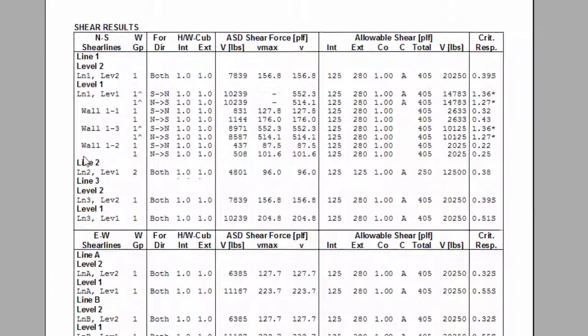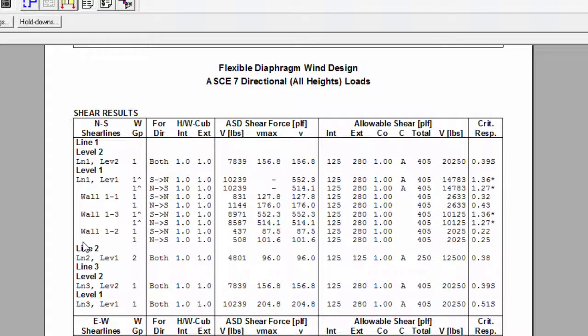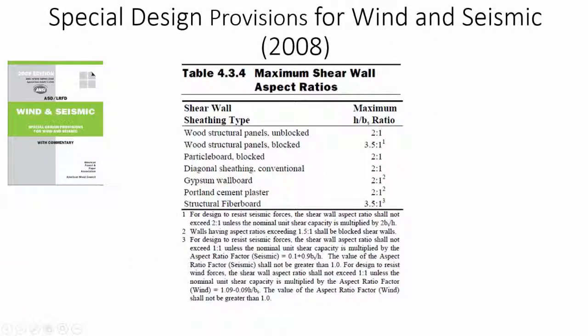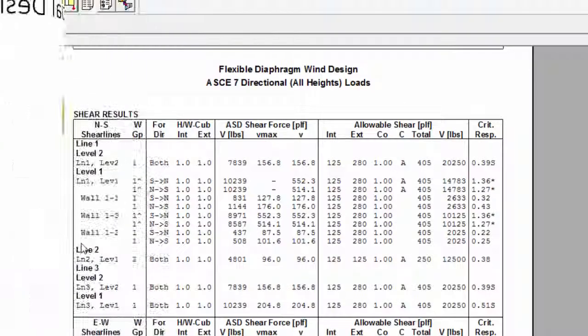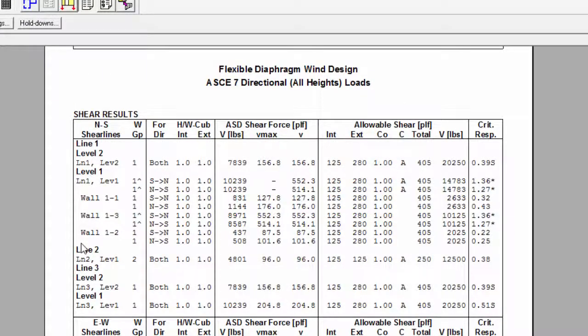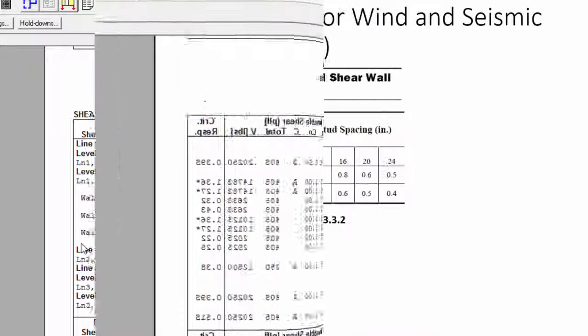If the generated force is the same in both directions, both will be written, and if not, the results for the wall for both directions will be indicated separately. To the right of the force direction is the fiberboard height to width factor, also known as the fiberboard aspect ratio factor for wind, from the following table. And/or the unblocked structural wood panel factor from the following clause.